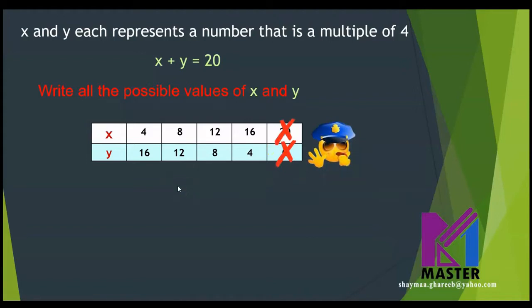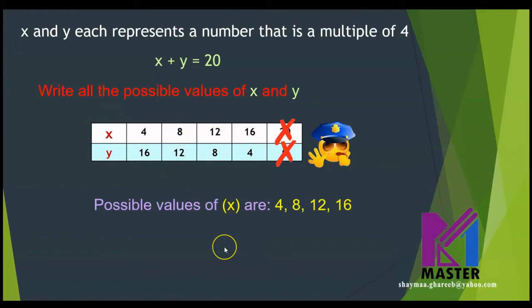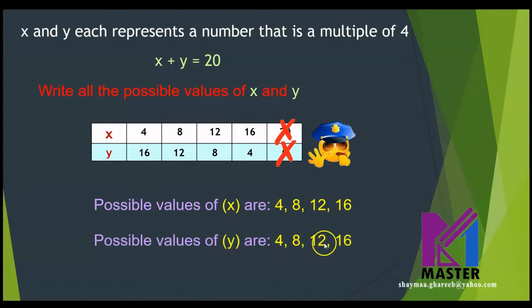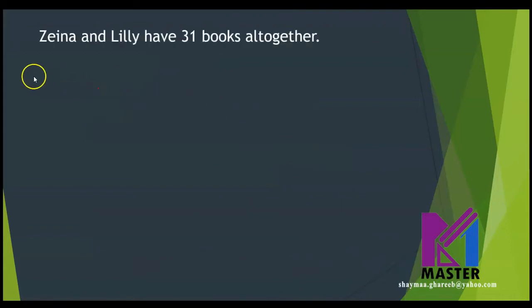So now the possible values for X are 4, 8, 12, and 16. And the possible values of Y are 4, 8, 12, and 16. Is this clear? Let's see another example.